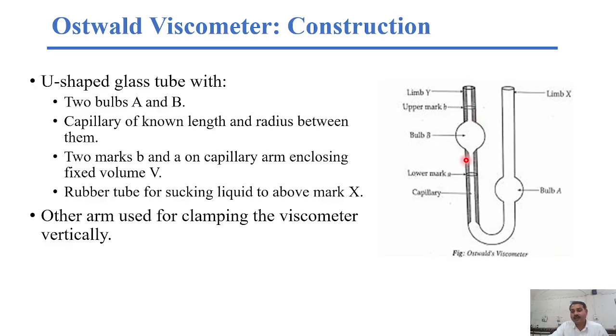So the time of flow of liquid A, the unknown liquid, is measured, and similarly for the known reference liquid, water, the time of flow, Tw, is measured for the same volume of liquid. In this way, depending on the time of flow and the density of the liquid, we can determine the relative viscosity of the unknown liquid.